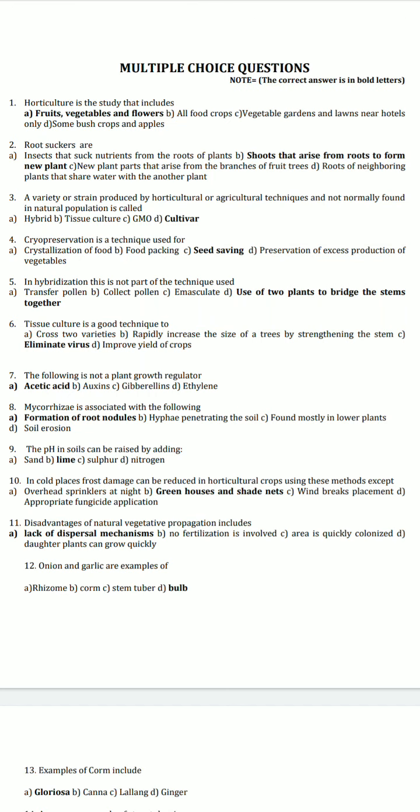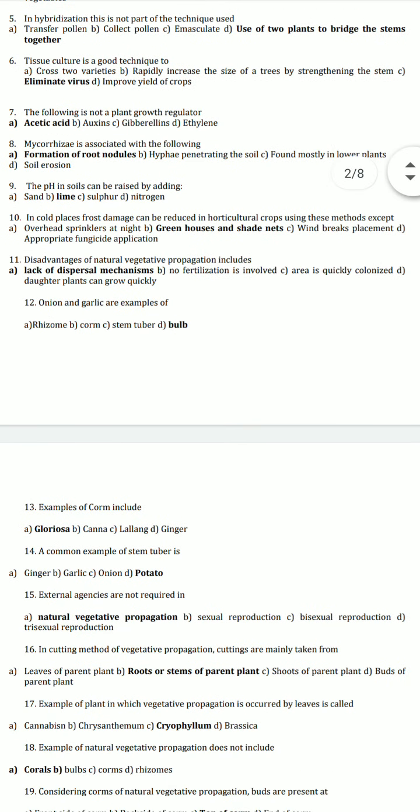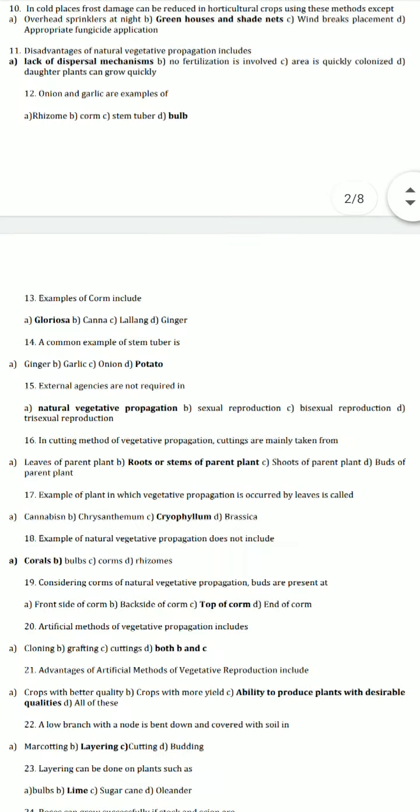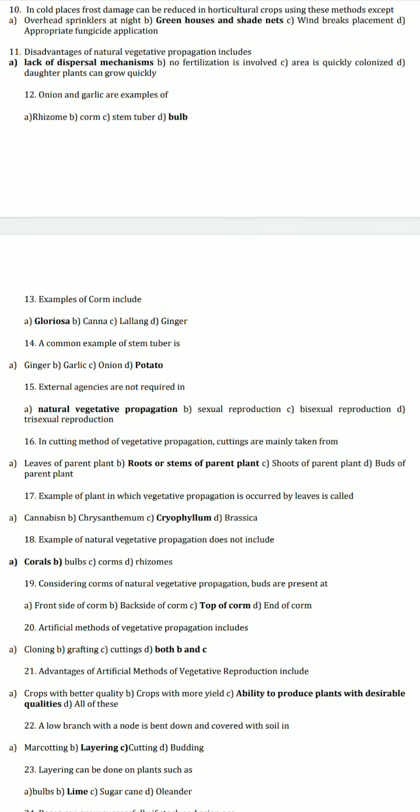In cold places, frost damage can be reduced in horticulture crops using these methods except greenhouses and shade nets. Disadvantages of natural vegetative propagation include lack of dispersal mechanism. Onion and garlic are examples of bulb. Examples of corm include gloriosa. A common example of stem tuber is potato.